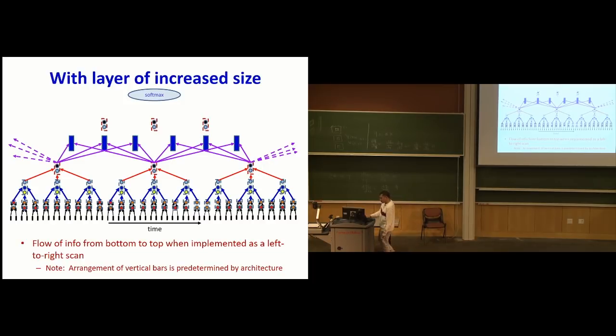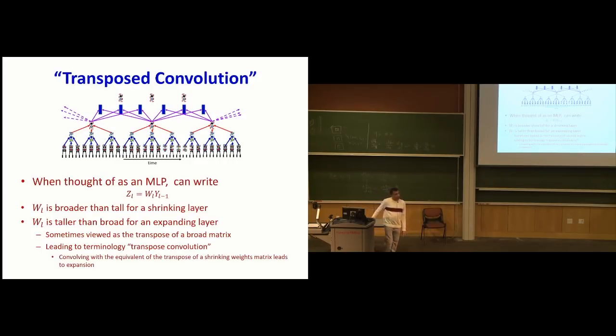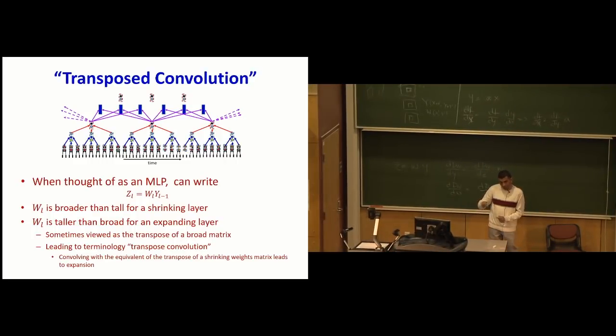Nothing really magical. So this is sometimes called a transposed convolution. Why would you call this a transposed convolution? Now look at what happens. I have Y_L. If I were writing the equations out for the standard MLP, if I thought of the whole thing as an MLP, then I would be writing Z_L is going to be W_L times Y_{L-1}, correct? If I have a shrinking layer, then Y_{L-1} is going to have some size, Z_L is going to have a smaller size, right? So this means my matrix is going to be broader than tall when I'm performing the multiplication.